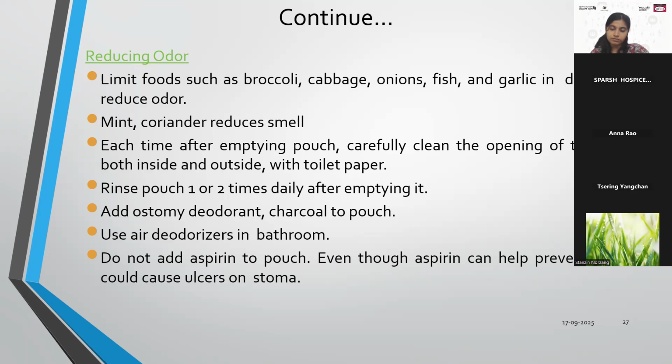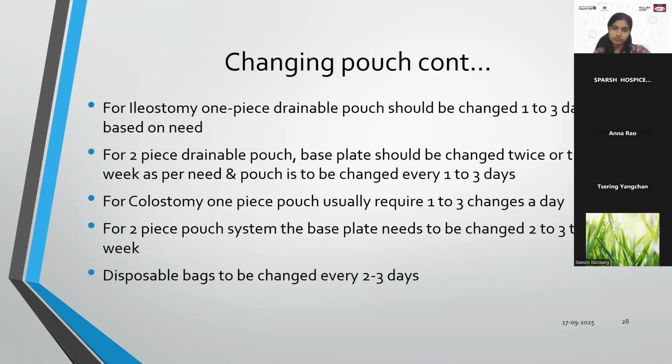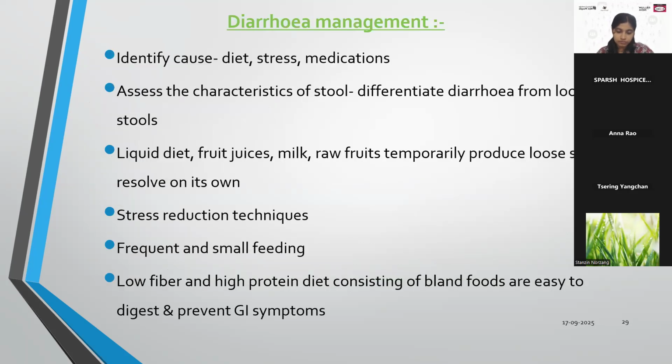Then there are specialized ostomy deodorants also available. Otherwise, sterilized charcoal powder can be put in the pouch. Rinse the pouch 1 to 2 times daily after emptying it. And do not add any kind of aspirin to the pouch, because aspirin may prevent odor, but it can cause ulceration to the stomach. So it should not be used. Next slide, ma'am.